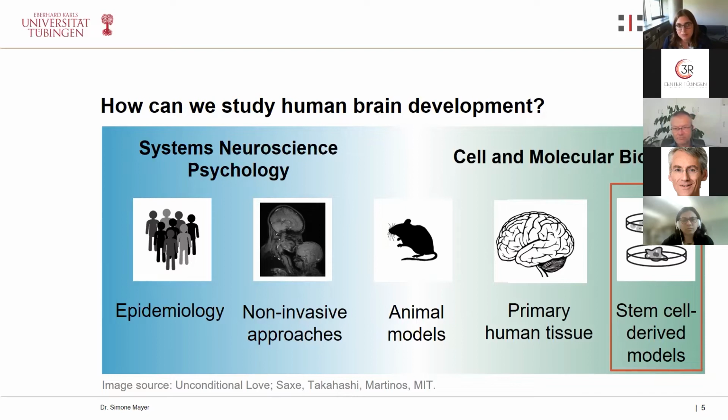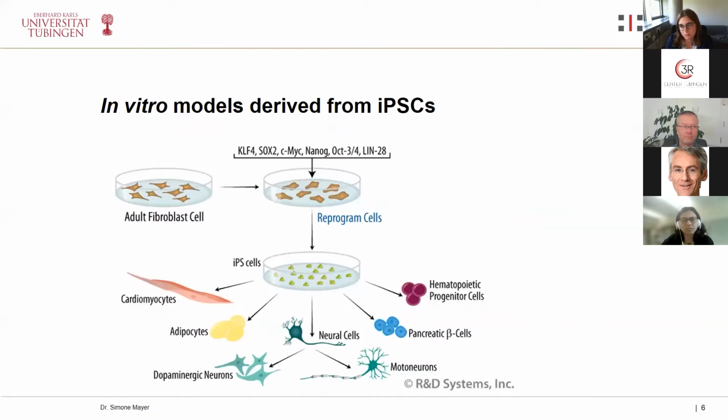Of course, we can have systems neuroscience or psychology approaches. We can, for example, study epidemiology or use non-invasive imaging approaches. We can use animal models that lend themselves to these kinds of approaches, but also to cellular and molecular biology. And of course, we can use primary human tissue, but especially if we're talking about human brain development, this is a very difficult resource to get access to, as brain development happens in utero. And it's also very difficult to experimentally manipulate if we do get access. So really, this is why for this field, I think stem cell derived models, such as brain organoids, have been a breakthrough in understanding human processes of brain development.